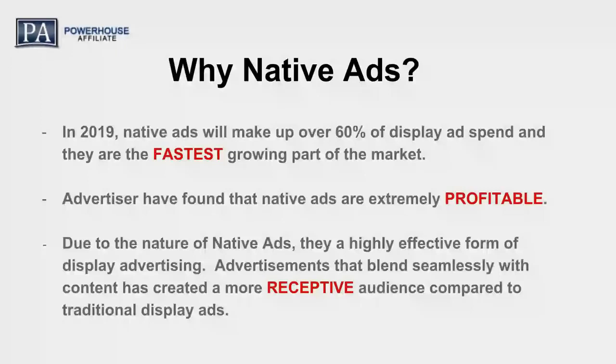So you might ask, why native ads? You know, there's search traffic like Bing and Google. There's Facebook. There's many providers out there. Why native? In 2019, native ads will make up over 60% of display ad spend, and they are the fastest growing part of the market. Advertisers have found that native ads are extremely profitable. And due to the nature of native ads, they are a highly effective form of display advertising. Advertisements that blend seamlessly with content create a more receptive audience compared to traditional display ads.